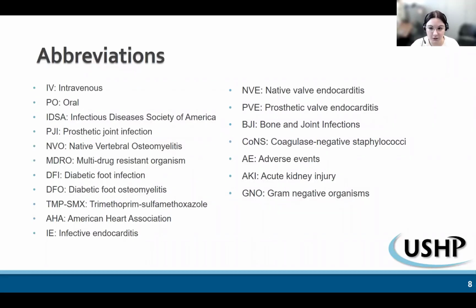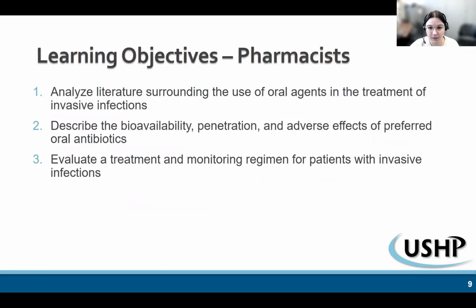Here's a list of abbreviations I'll be using throughout the presentation that are available to you to refer back to. And to start off with our learning objectives for pharmacists, the first one is to analyze the literature surrounding the use of oral agents in the treatment of invasive infections. Second is to describe the bioavailability, penetration, and adverse effects of preferred oral antibiotics. And third, evaluate a treatment and monitoring regimen for patients with invasive infections.